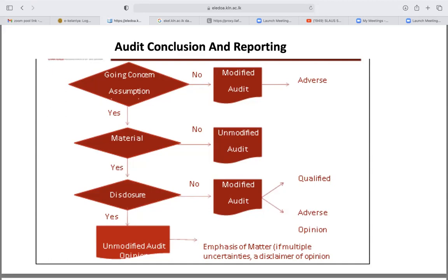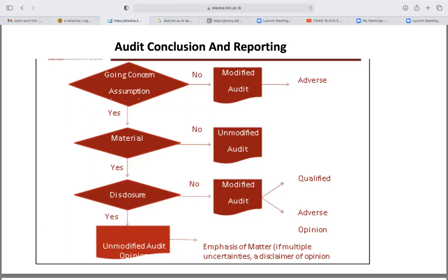In that unmodified audit opinion, we can have the emphasis of matter paragraph and say that there is a going concern assumption, and describe the situation. For example, after 5 years there is some kind of going concern issue in the company, and it is worth rupees 10,000. Likewise, you can say.